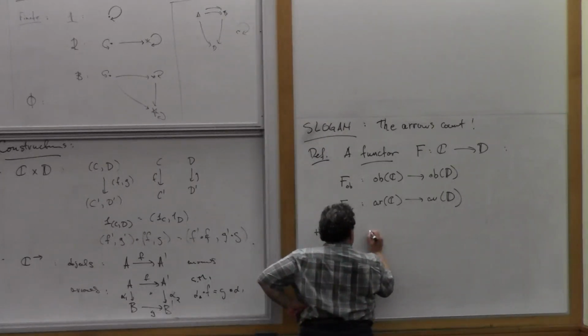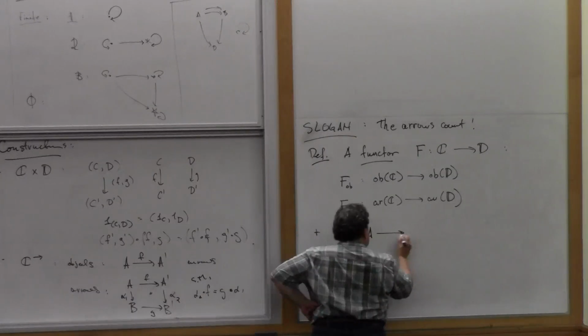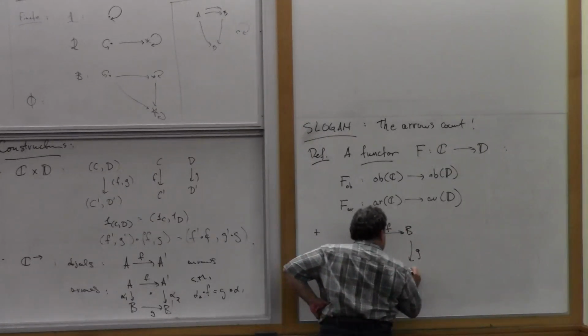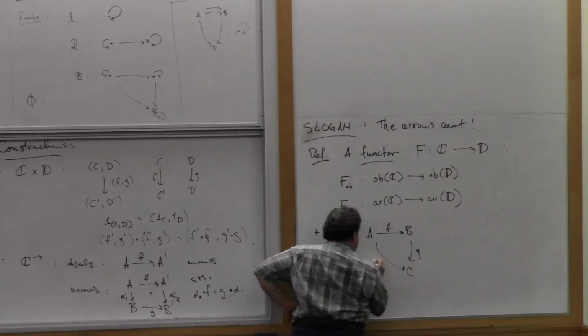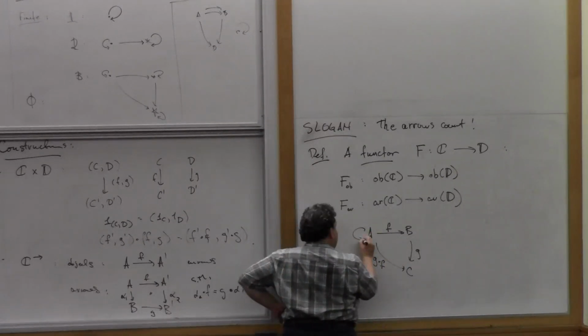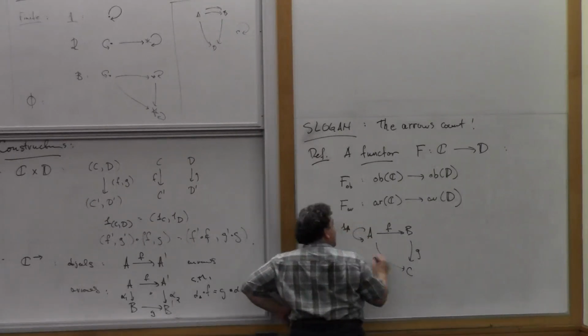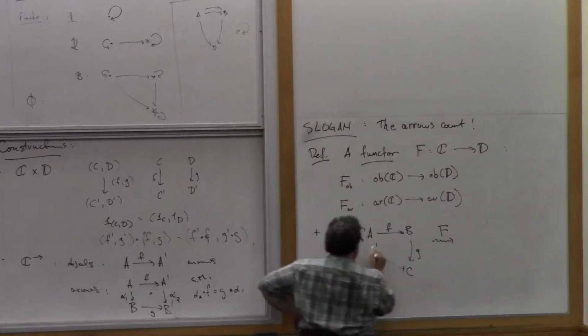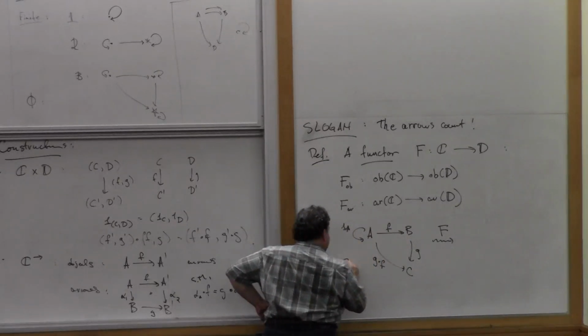That is, if I have here A, f, B, g, C, and then here's the composite g after f, and here, say, is the identity on A, and I apply the functor F, so this whole diagram is living in the category C.